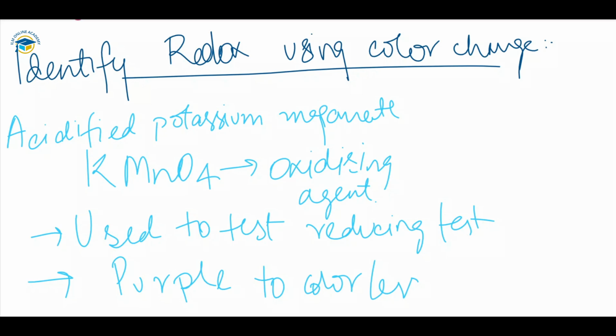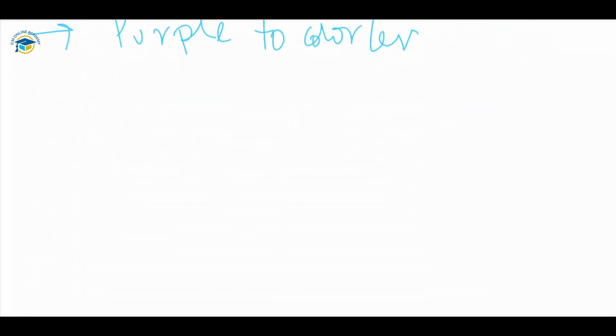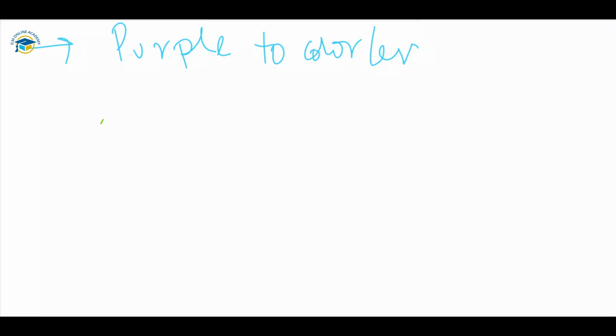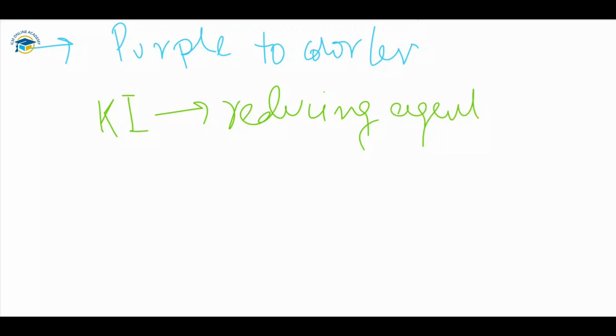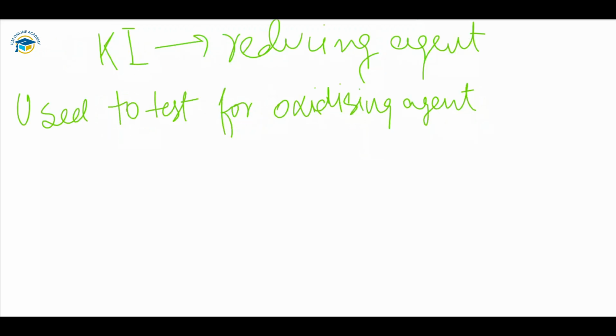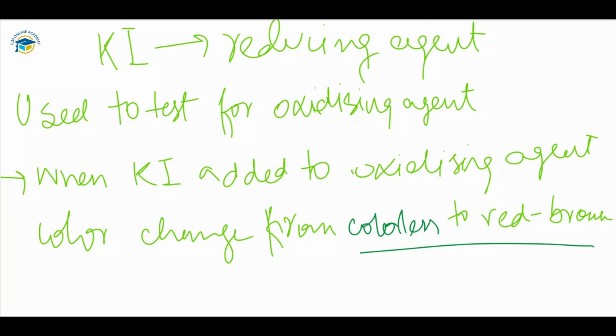So if we add potassium iodide, that is KI, potassium iodide acts as the reducing agent, which means it reduces others and oxidizes itself. This reducing agent is used to test for the oxidizing agent. When potassium iodide is added to an oxidizing agent, its color changes from colorless to red-brown. So these are the ways of identifying redox reactions by color changes.